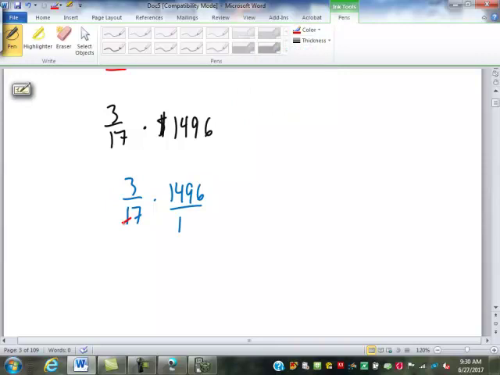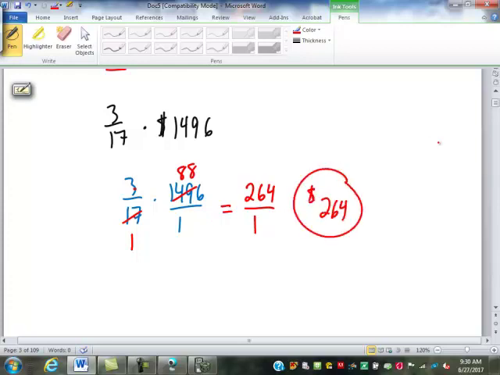So what that means is I can cross cancel here. 17 divided by 17 is 1. 1496 divided by 17 is 88. So I have 3 times 88, which is 264. And 1 times 1 is 1. So that is $264 is the amount withheld.